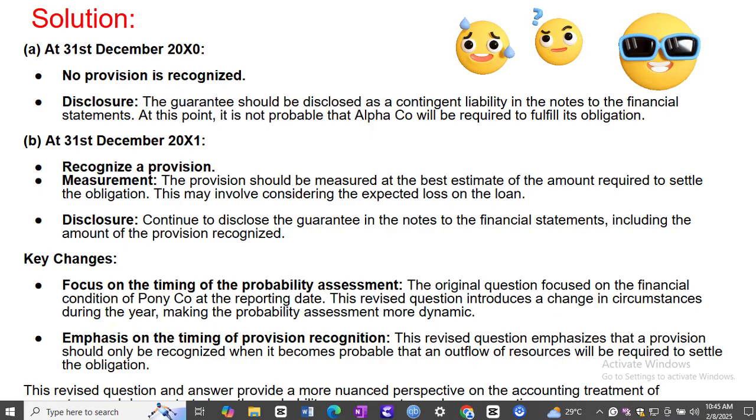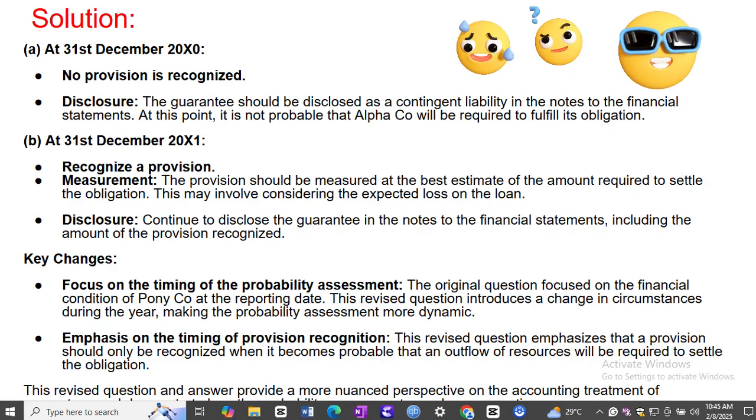Fast forward to the end of 20X1, do you think they need a provision now? By then, yeah, things have changed big time. It's highly probable Alpha's got to pay up to cover Beta's default. So all 3 criteria are met now: present obligation, probable outflow, and they can probably estimate the amount based on the loan details. Bingo. So AlphaCo needs to recognize a provision in their financial statements at the end of 20X1.